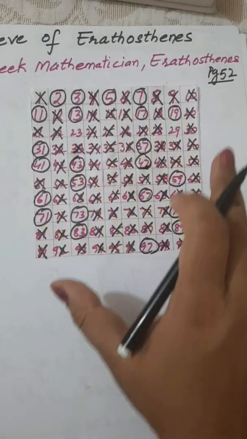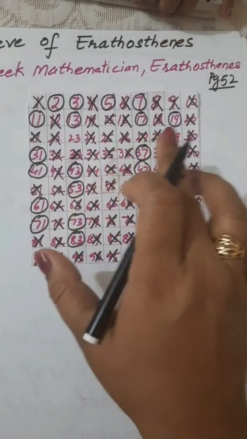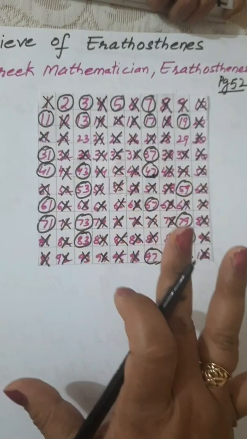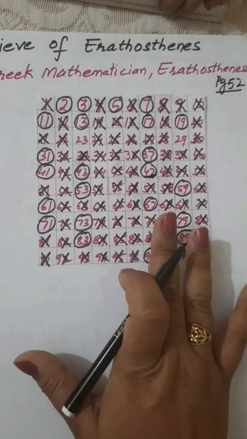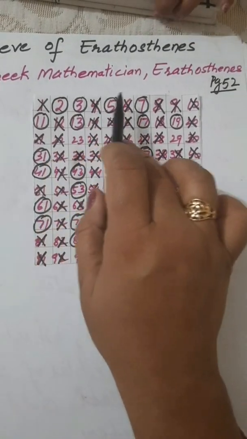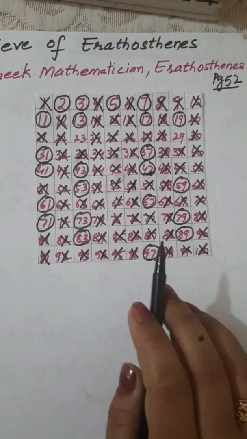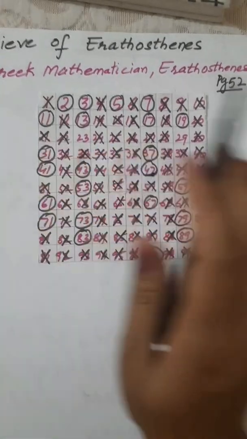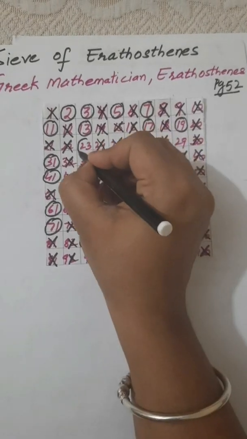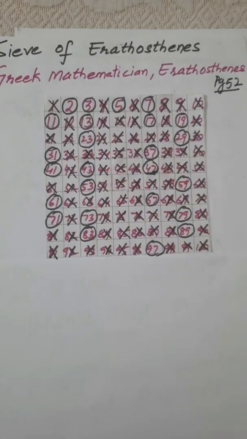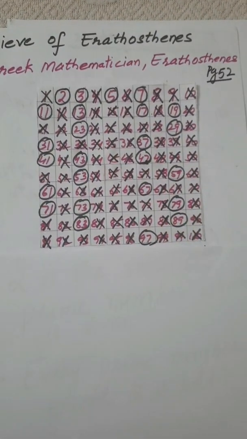So here the numbers which are in circles are all prime numbers, and all the crossed out numbers other than 1 are called composite numbers. The numbers in circles are called prime numbers: 2, 3, 5, 7, 11, 13, 17, and so on. The encircled numbers are called prime numbers, and the numbers which are crossed out other than 1 are called composite numbers. Here we are left with 23 and 29 also. So the numbers in circles are all prime numbers.